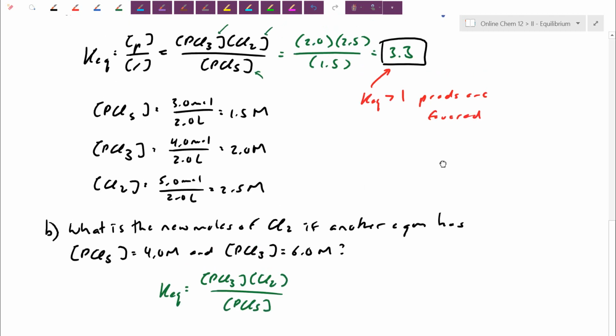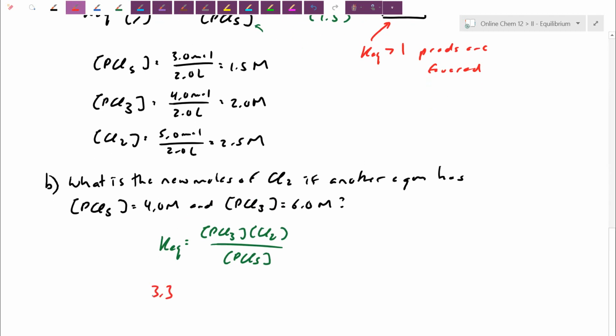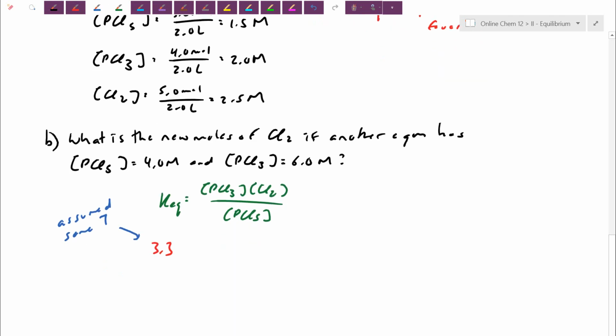I'm going to take the same constant because I was told this is the number we had assumed, the same temperature, right? That's 3.3 here, and let's just plug and play. So if the new PCl5 at this new equilibrium happens to be 4, so the bottom number here is 4.0, the PCl3 is 6 molar, that's going to be 6. You see that we actually have all the numbers, and we can find the Cl2.